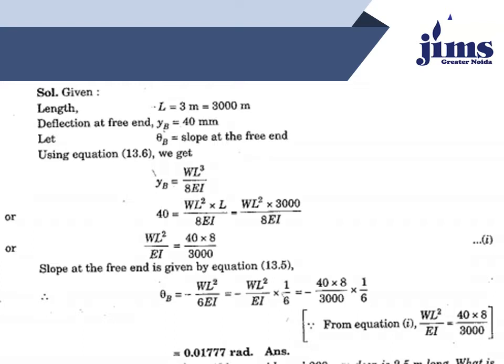So minus WL^2 over 6EI, that is minus WL^2 over EI multiplied by 1 by 6. But WL^2 over EI is in equation number 1, its value is 40 multiplied by 8 divided by 3000. So minus 40 multiplied by 8 divided by 3000 multiplied by 1 by 6. On simplification, we get the result, that is theta b is equal to 0.01777 radian. So this is the slope at the free end.